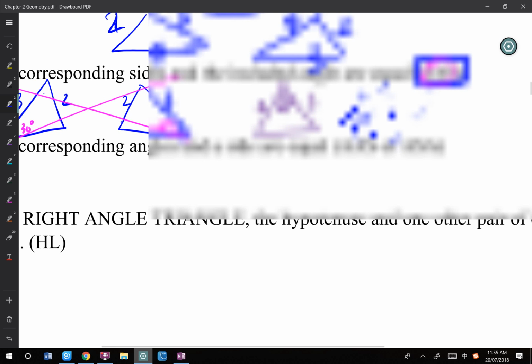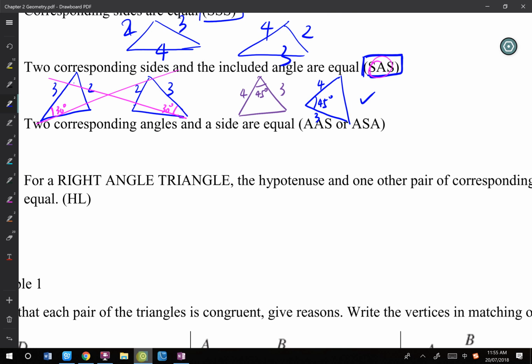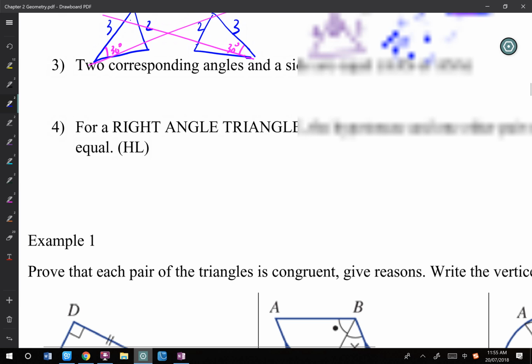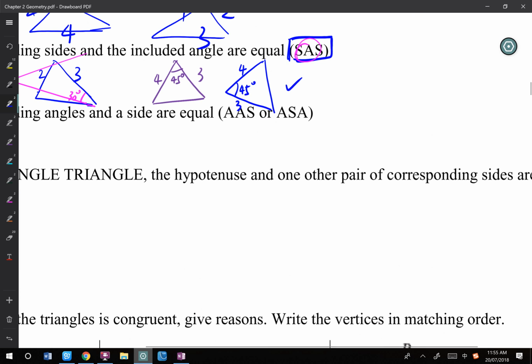Okay, that's the second one. You can say whether they are congruent or not. And the third one we have. Okay, the third one is much easier.